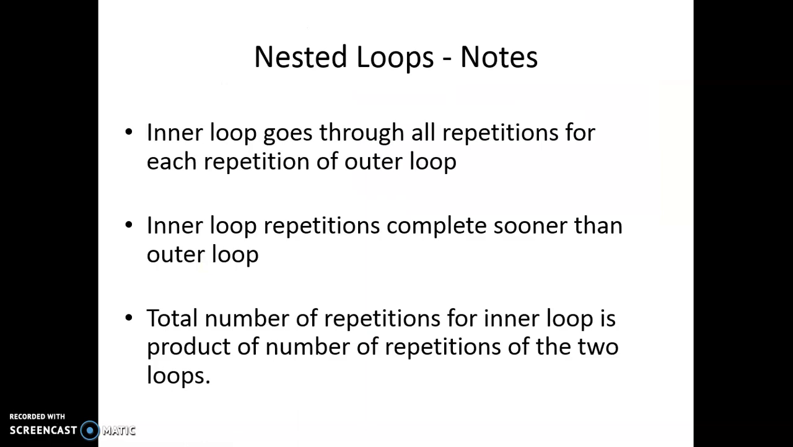For nested loops, the inner loop goes through all of its repetitions for each repetition of the outer loop. Once the inner loop's repetitions complete, it then goes back to the outer loop. So the total number of repetitions for the inner loop is the product of the number of repetitions of the two loops. Okay, so that's it. Next video, I will show you what functions are.